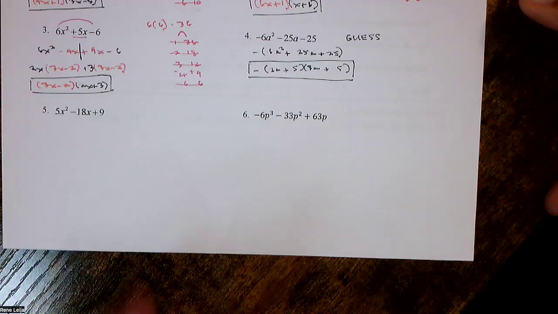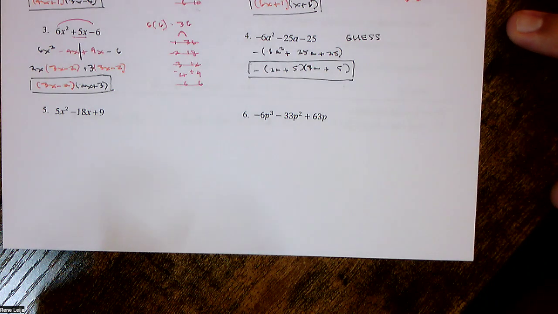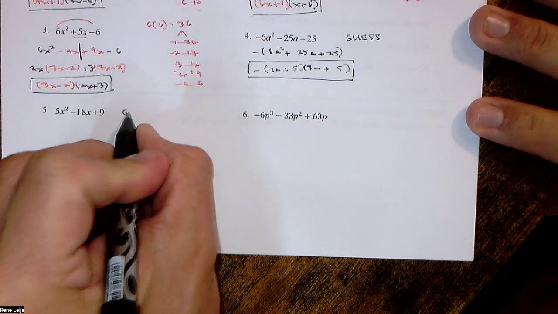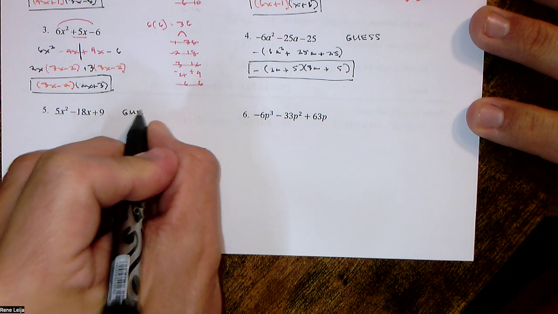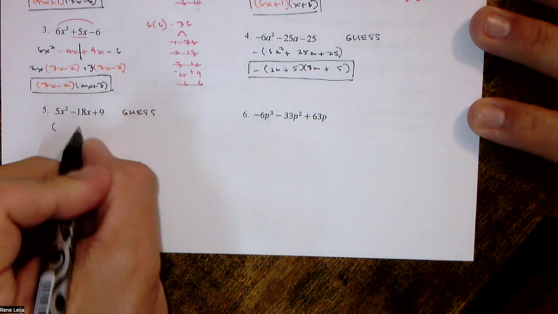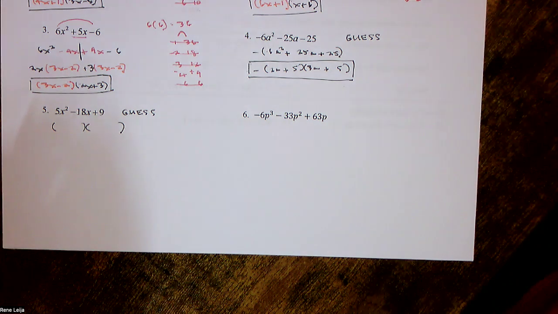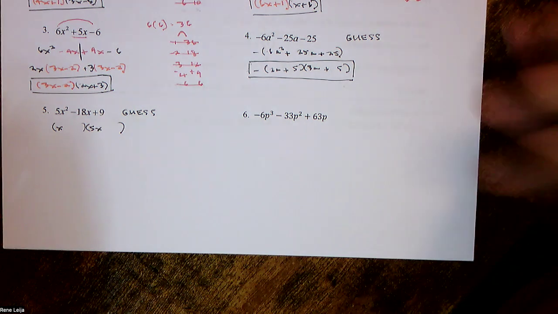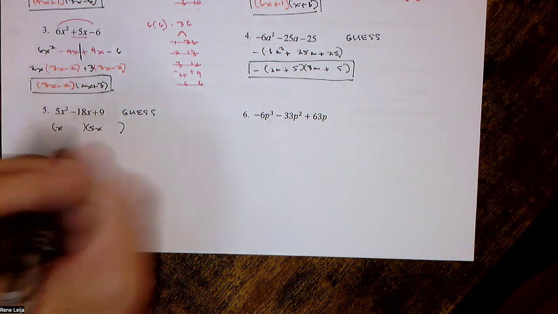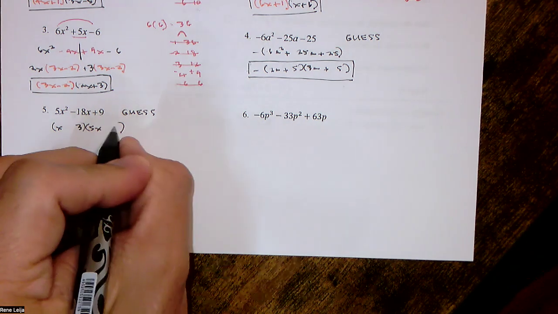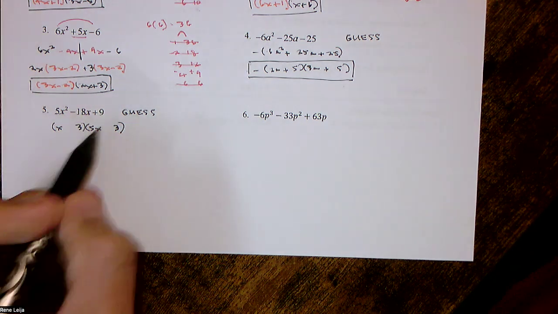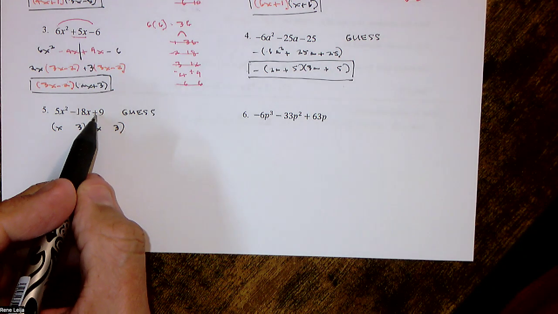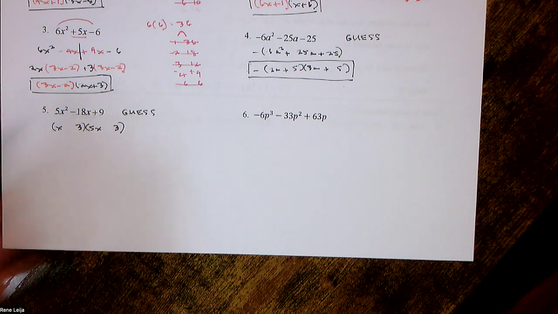Okay, number 5. Let's go ahead and guess on this one. Again, if I don't get it by the second time, I'm going to go to AC method. Now, 5x squared only factors one way. That has to be an x and a 5x. And 9, just because it's a perfect square, I'll do 3 and 3. Now, this ends with a positive sign. So that means my signs have to be the same. And they're both going to have to be negative.